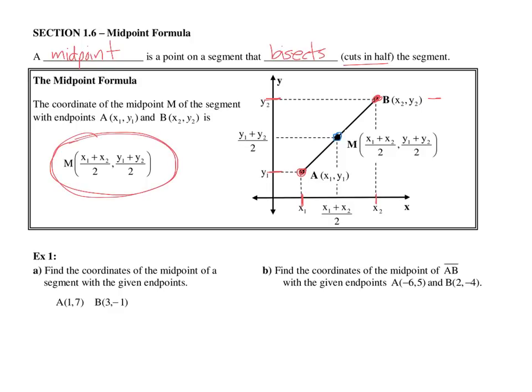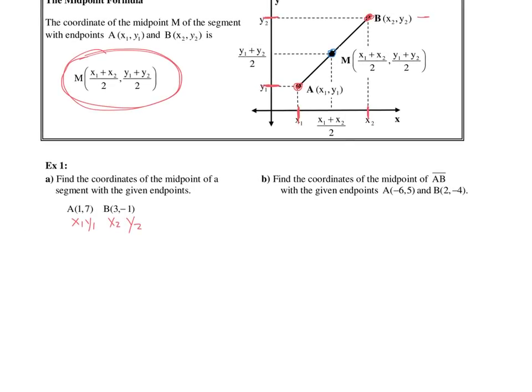So it's not a difficult formula to memorize if you just know that you're finding the average of the y values and you're finding the average of the x values, which means you're dividing the sum by 2. So example 1, find the coordinates of the midpoint of a segment with the given endpoints. So here we have x1, y1, x2, y2.